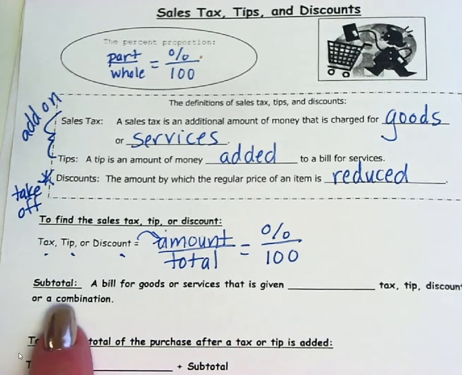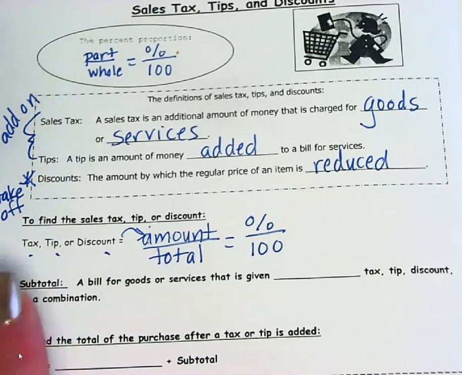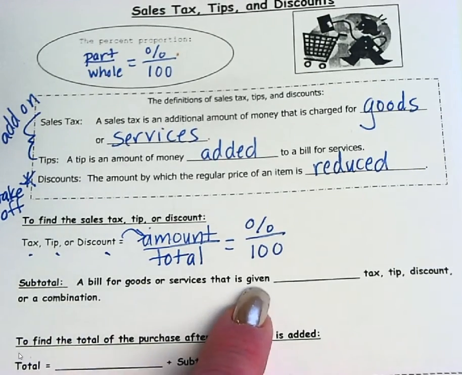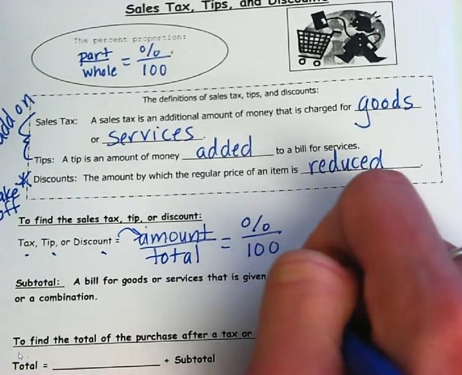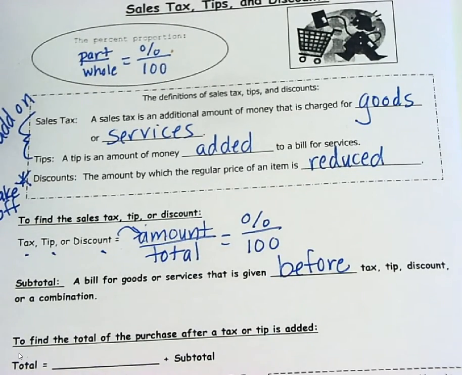Now, it's important that we understand some of these other words. So a subtotal, if you notice the word sub comes before total. It's not the final total. The subtotal is the total before you add on any tax or tip. It's before you take off any discounts. So a bill for goods or services that is given before. So this is what you're going to receive. You're going to look at that subtotal, and that's what you're going to tax, tip, or discount on.